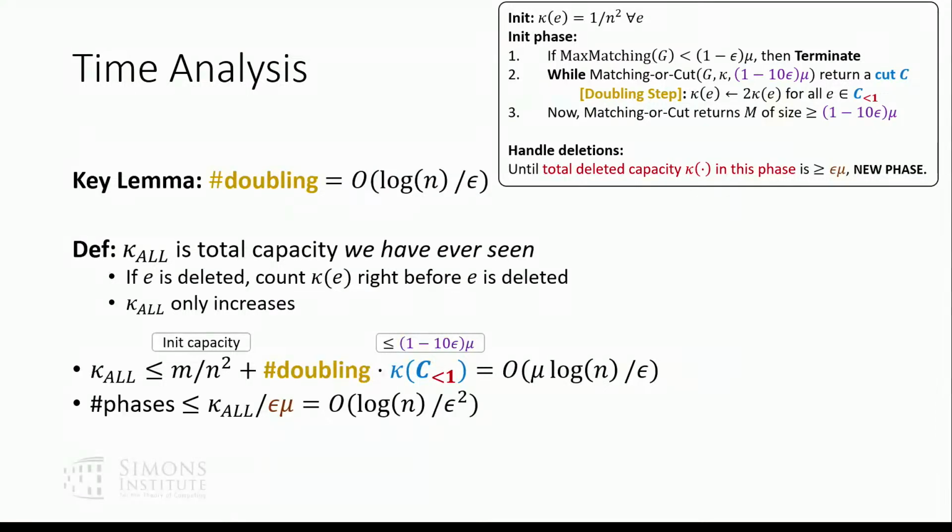So what is the number of phases? Well, the adversary has to delete epsilon mu in order to cause a new phase. So what that means is that the number of phases is only log n.